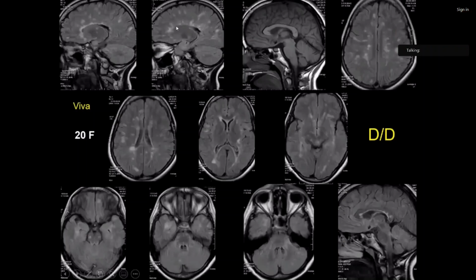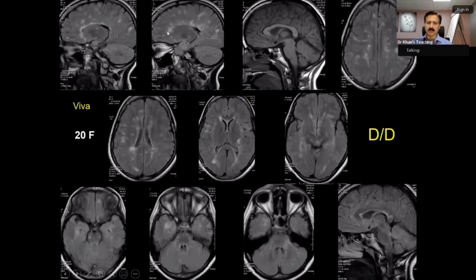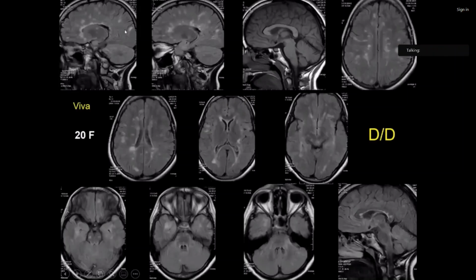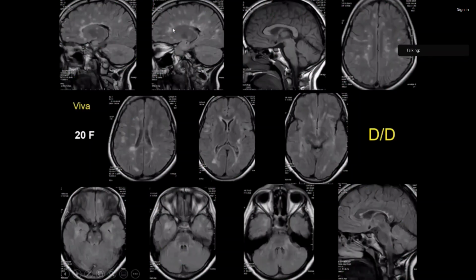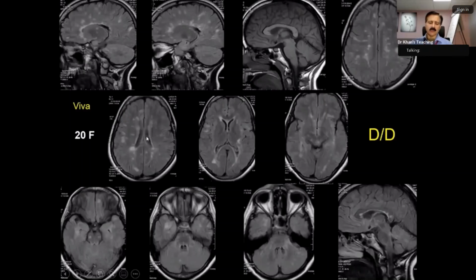And these Dawson fingers in parasagittal planes are better seen on parasagittal FLAIR sequences. So basically the veins in this area are oriented perpendicular to the corpus callosum, and they say that MS is a perivenular disease. So these orientations are very important.